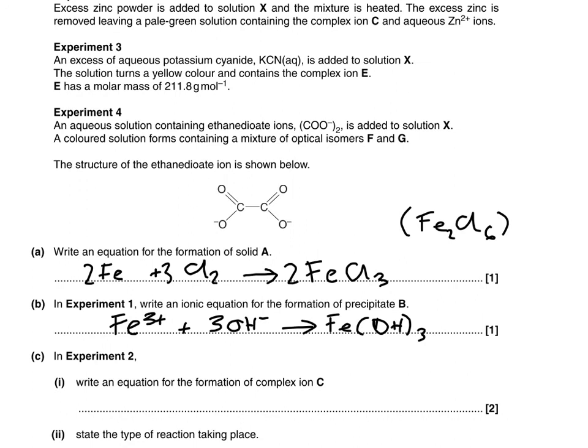Right, so the next one looks a bit confusing. Not one you're necessarily expected just to know off the top of your head, but you should be able to deduce what's happening. The clue here is that you have a pale green solution, which you should know means you have iron 2 ions present. So going through, we start with zinc powder, and we know our solution X is complex iron.